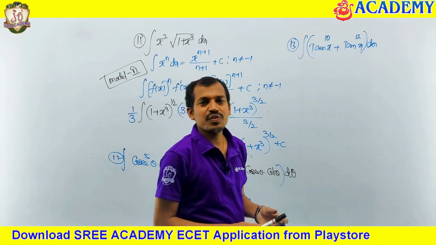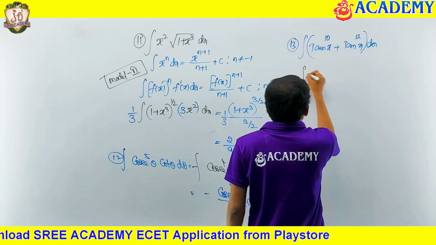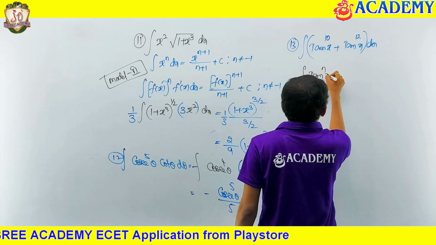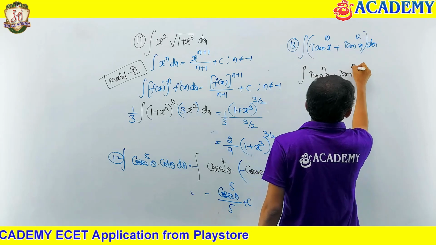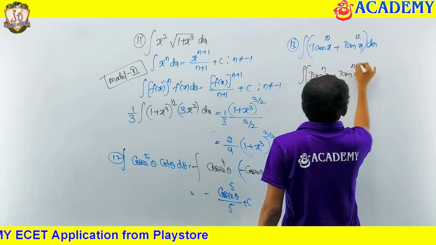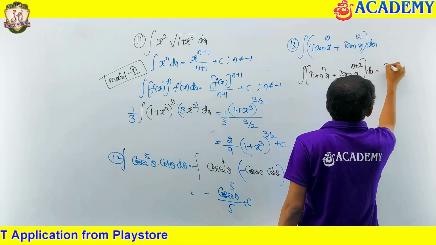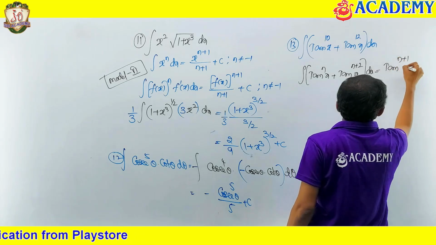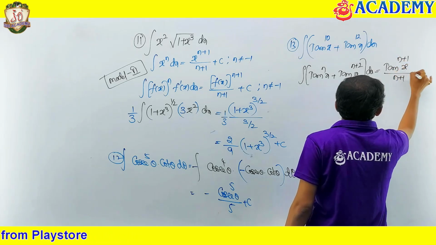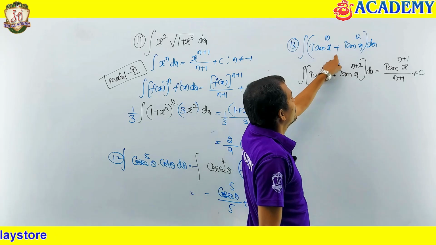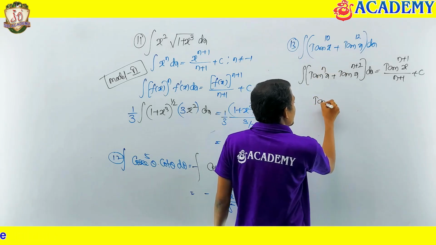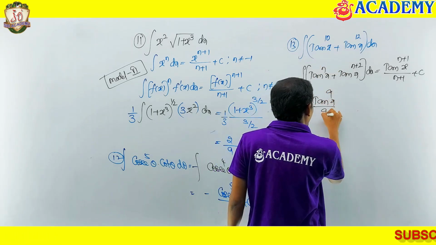I am writing one more formula, if you know this one: the integral of tan to the power of n x plus tan to the power of n plus 2 x dx. We can write the answer directly: tan to the power of n plus 1 divided by n plus 1, plus c. With that, this answer is going to be tan to the power of 9x divided by 9 plus c.